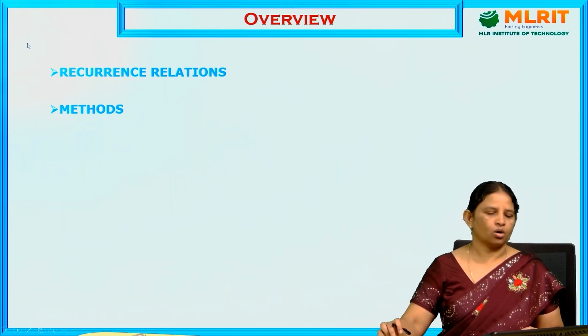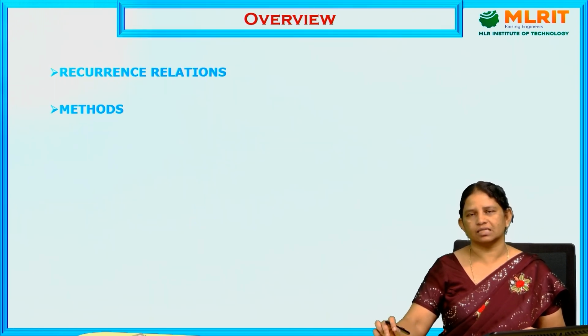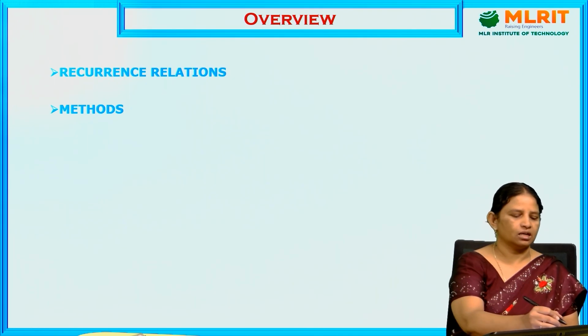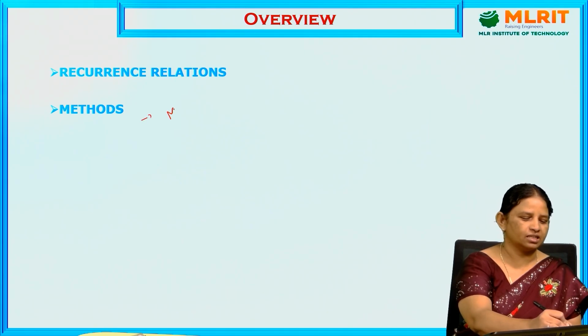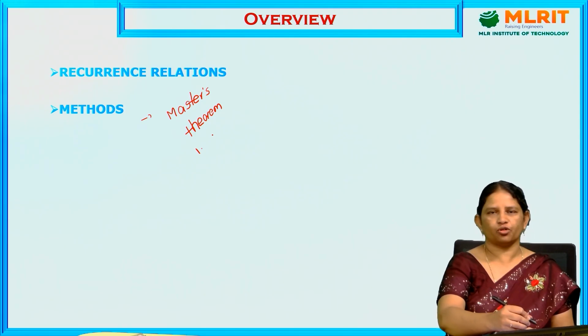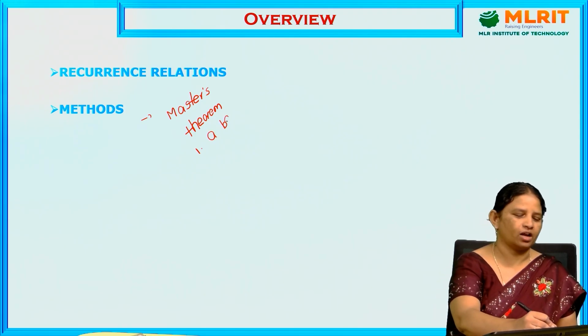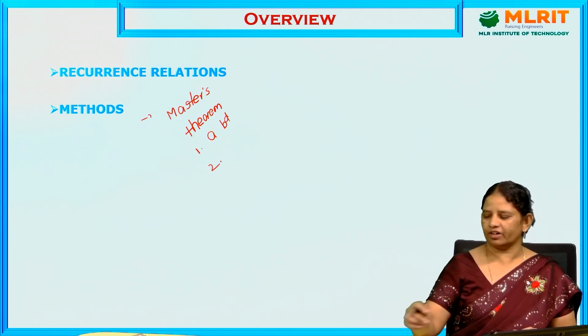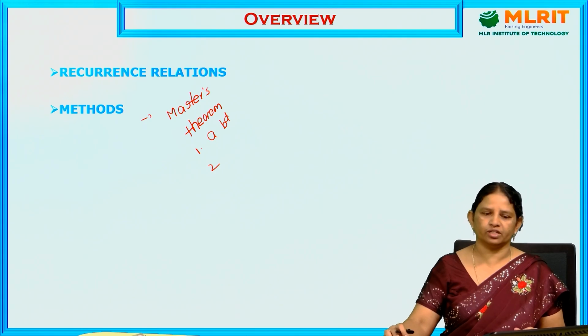So coming to the overview of this video is recurrence relations. That is a third method called Master's theorem. There are two variations in the Master's theorem. So first variation is comparison of A value and B power D value. And coming to the second variation of Master's theorem, we are going to discuss in this video.